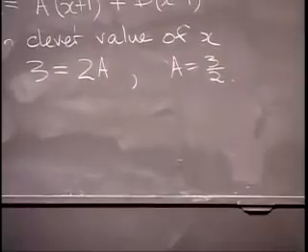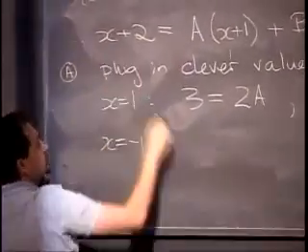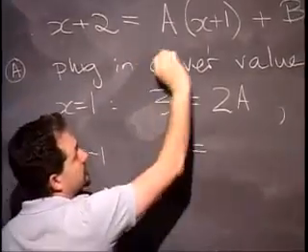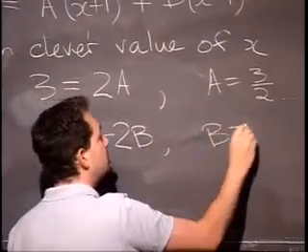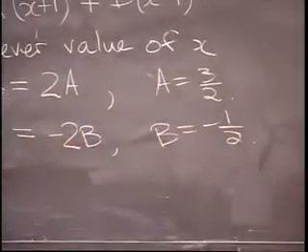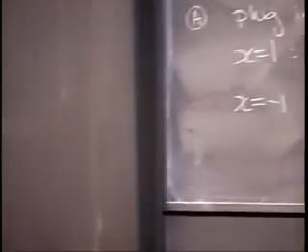Another clever value. Can anyone in here tell me what is another clever value? Minus 1. That's because that kills off this first term. If you plug in x equals minus 1, you get minus 1 plus 2 is 1, equals 0 there, and you get minus 2b. So b is negative 1/2. And we found what a and b are. Now notice that we used the method twice. We plugged in two different values. But there were two constants that we didn't know, and we found them both. Okay.